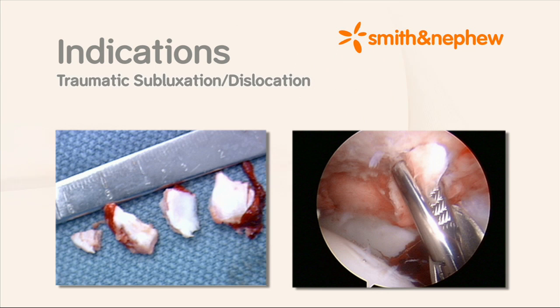Hip arthroscopy can be performed in the setting of hip subluxation or dislocation. In this situation, loose osteocartilaginous fragments can be removed, ligamentum teres lesions can be treated, and labral tears and capsular injuries can be addressed in the presence of a stable joint.